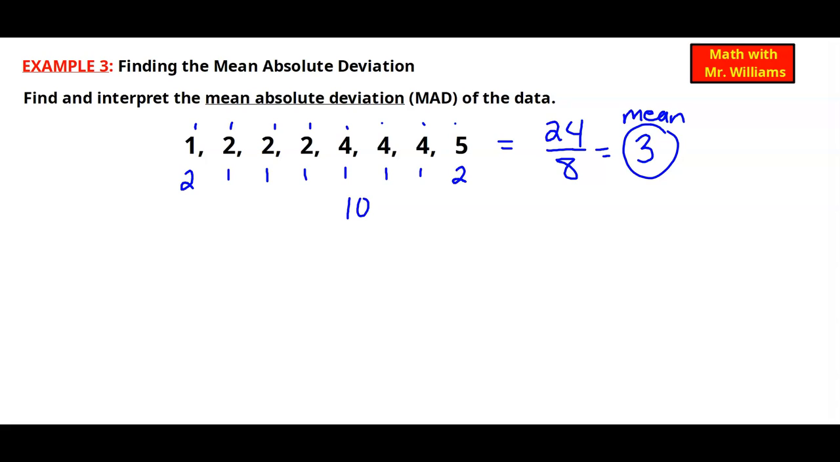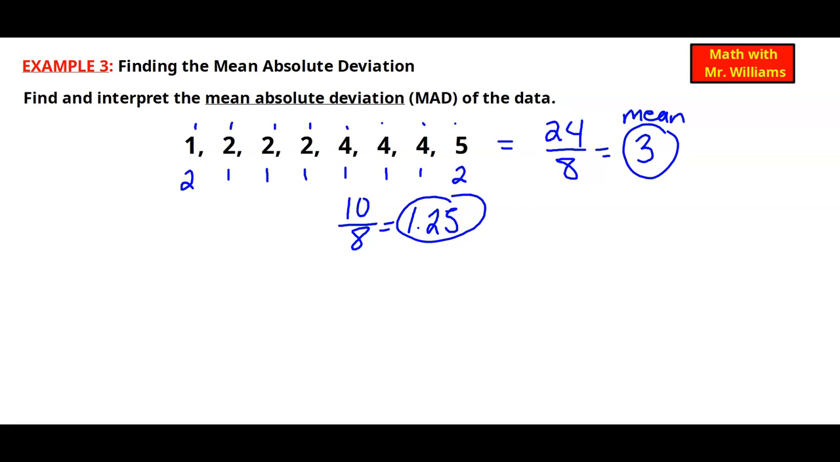And now what we need to do is divide by the 8 numbers we had. And we can see our mean absolute deviation is 1.25. So the data values differ from the mean by an average of 1.25.